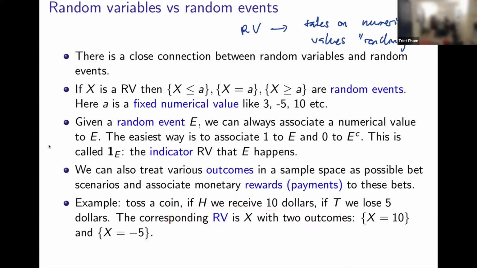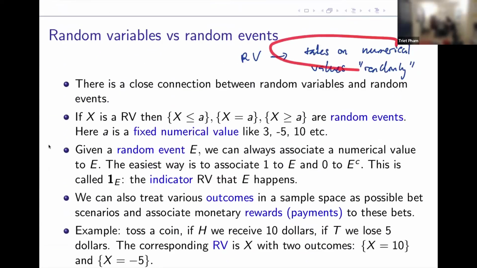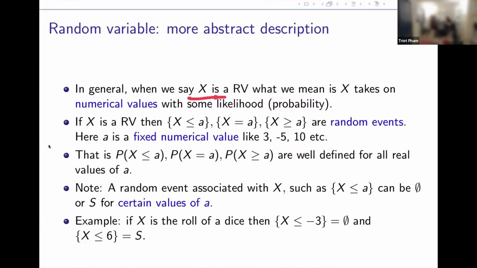All right. Any question about this? All right. So there you go. That's exactly what I meant when I said this. When we say something is a random variable, what we mean is it takes on numerical values randomly. More formally, if it's a random variable, then you can assign probabilities to all these events. They're all well-defined.